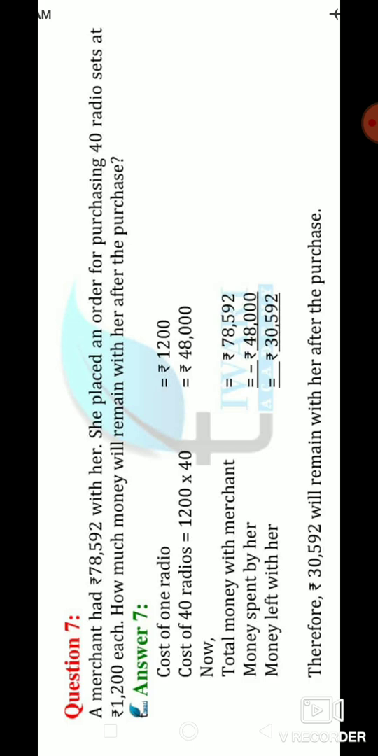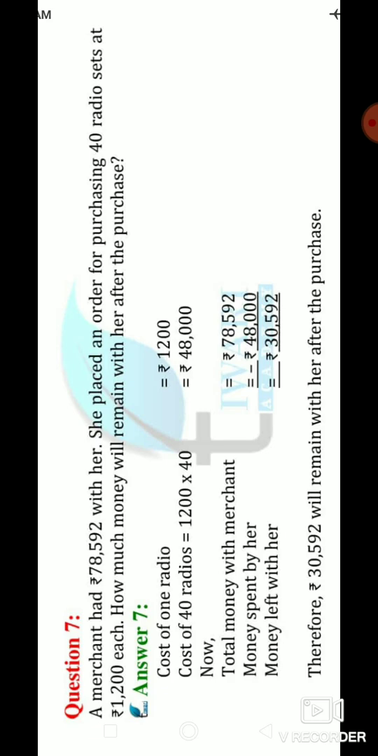After purchasing 40 radio sets, each of cost rupees 1200, you have to calculate how much money will remain with her. Here first you have to calculate the cost of 40 radios.